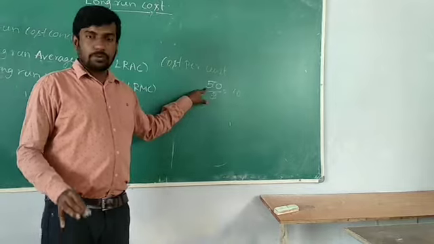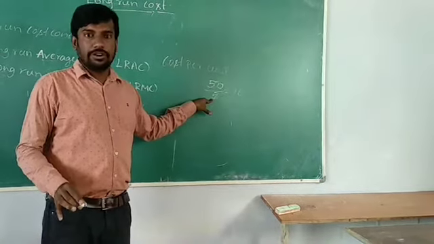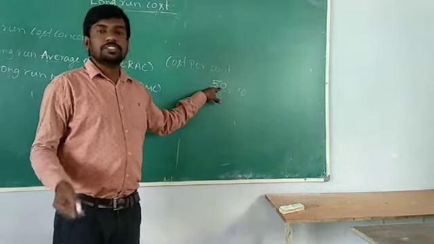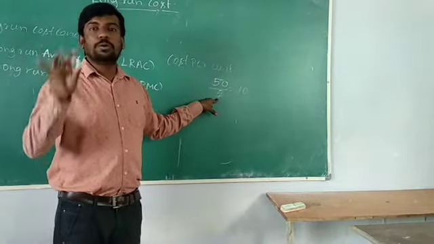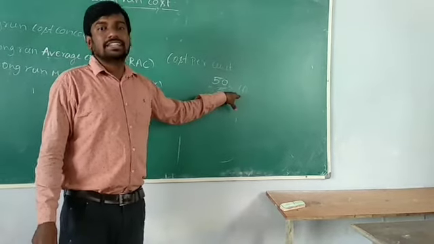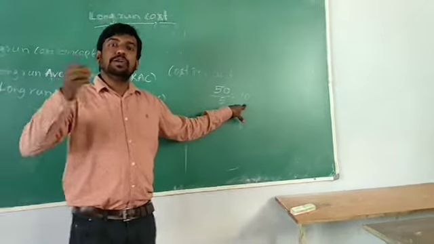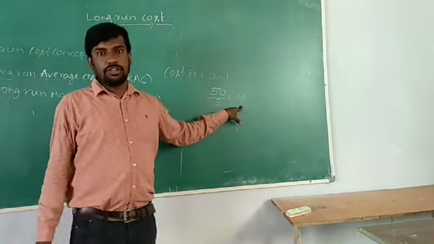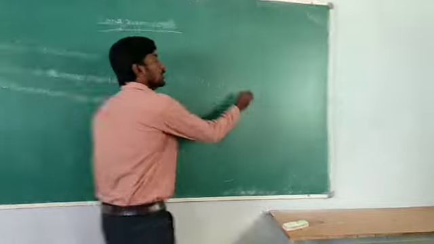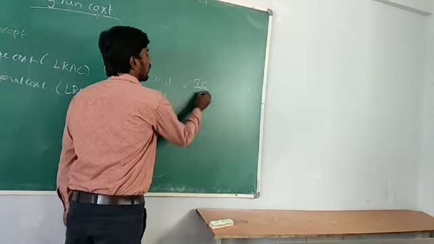Understood? Your cost of production to produce these 5 commodities is 50 rupees, and you have produced 5 units of the commodity. When we divide the both, we will get 10. 10 is the amount you spend to produce one commodity. So here the formula to find out the long run average cost is total cost divided by Q.